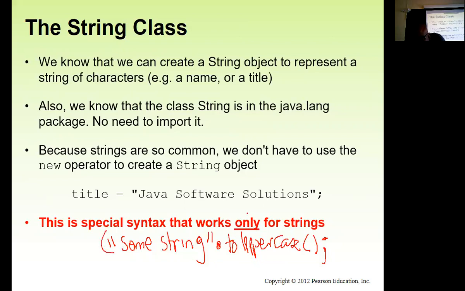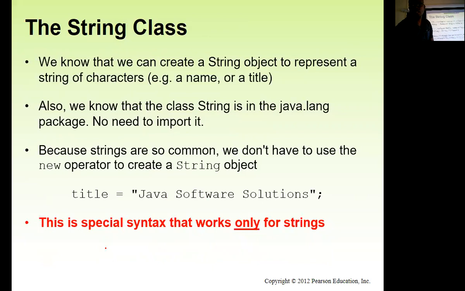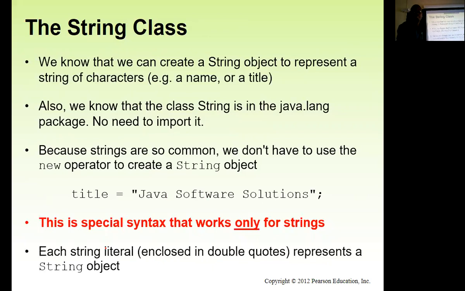But I could always do something like, let's see, I could just put that in brackets and do something like System.out.print, and call System.out.print, and what it will do is print out the uppercase version of some string. All right? So strings, versatile. Yeah? All right. Each string literal enclosed in double quotes represents a string object, which is what I just basically demonstrated.